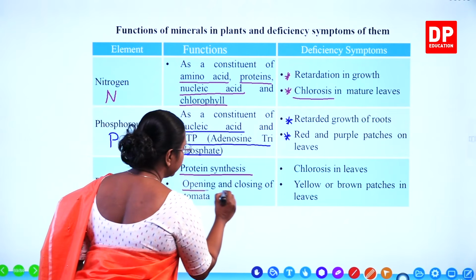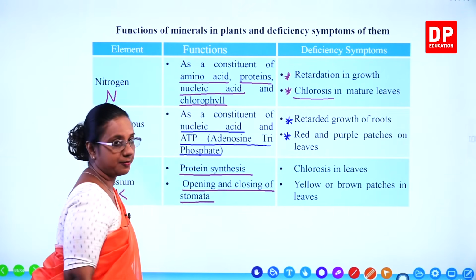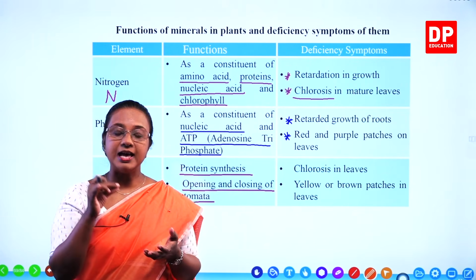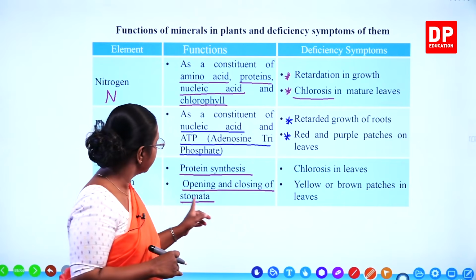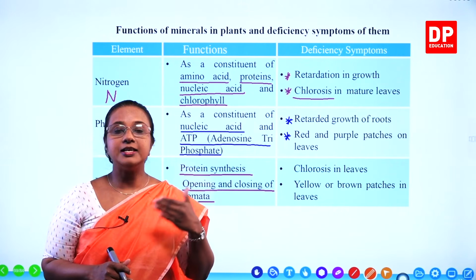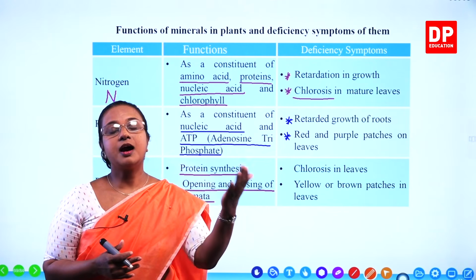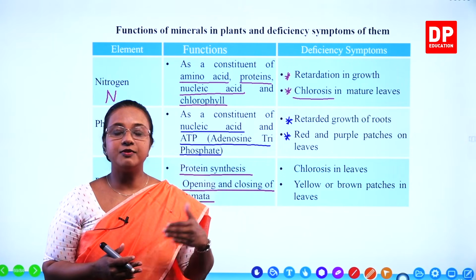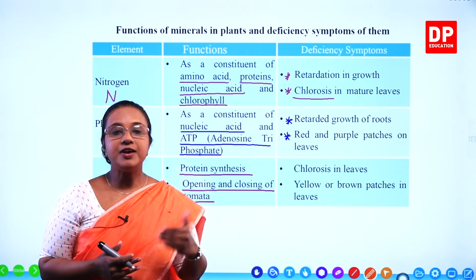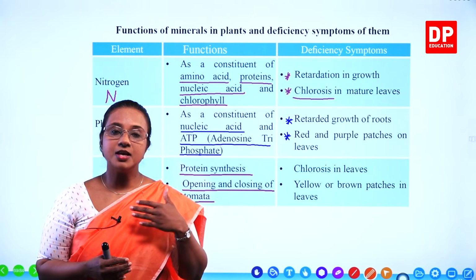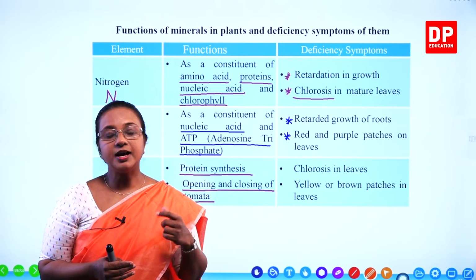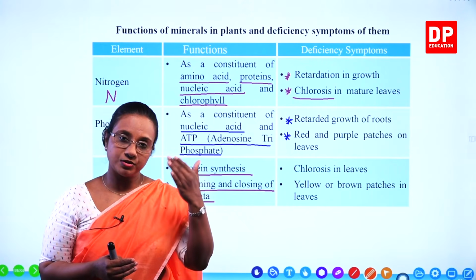Then the opening and closing of stomata. If you take a plant leaf, the surface of the leaf has small openings called the stomata. This is the opening through which air is exchanged. That is, the carbon dioxide that is needed for the plant for photosynthesis goes into the leaf through the stomata. The same way, the byproduct of photosynthesis, oxygen, is given out of the plant through the stomata. So, stomata is the pore present in leaves or throughout the plant.